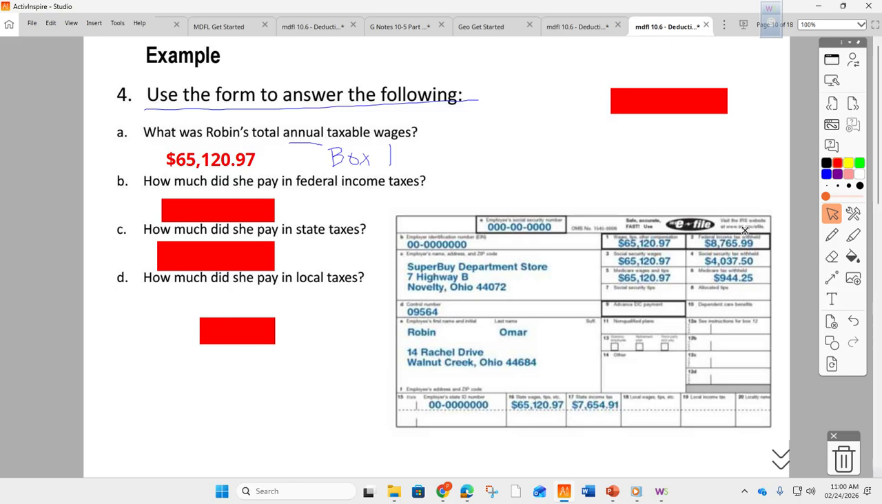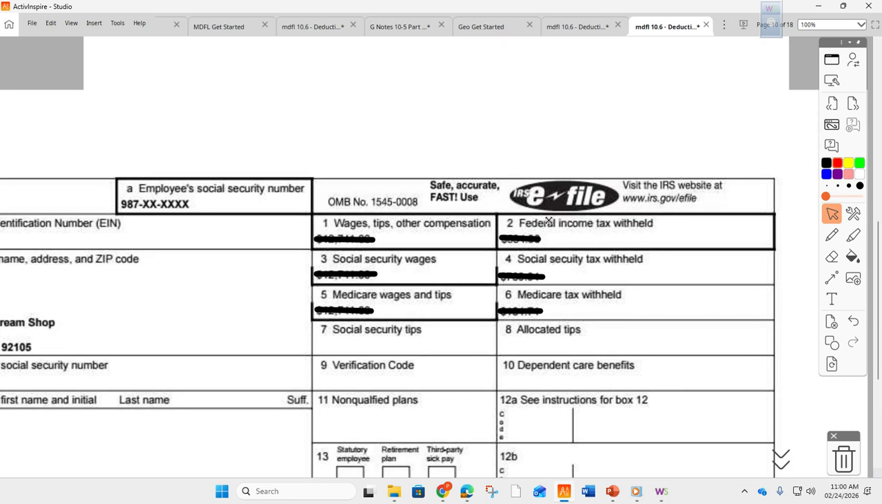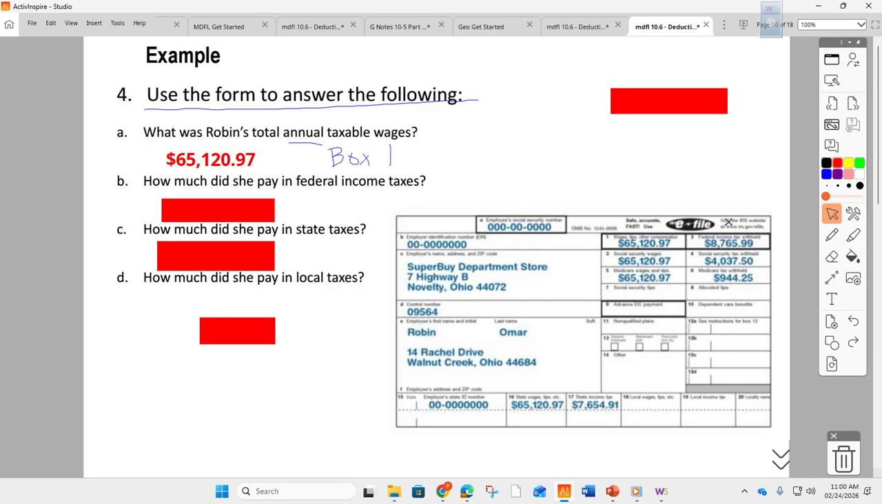Federal income taxes, that's the next box. You'll see you can read this form a little bit better. Federal income tax withheld, that's box 2. And the boxes are literally numbered. Box 2, box 1. So that's $8,765.99.